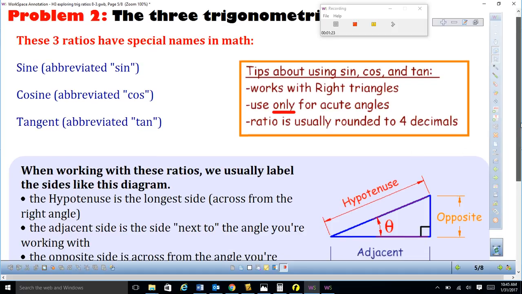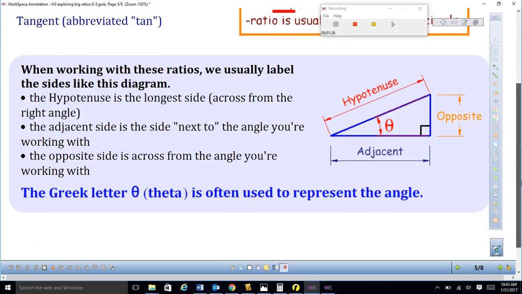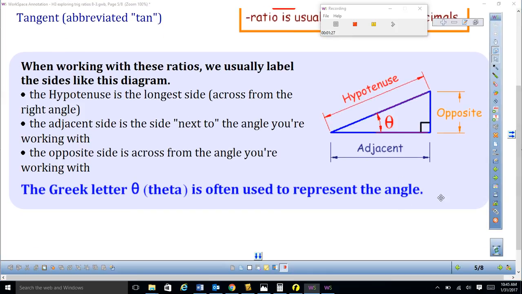So when working with these ratios, we usually label the sides like this in the diagram. The hypotenuse is the longest side across from the right angle. The adjacent side is the side next to the angle you're working with. So for example, if you are working with this angle here, this is going to be your adjacent. This one would be your opposite. It is opposite of the one we're looking at.